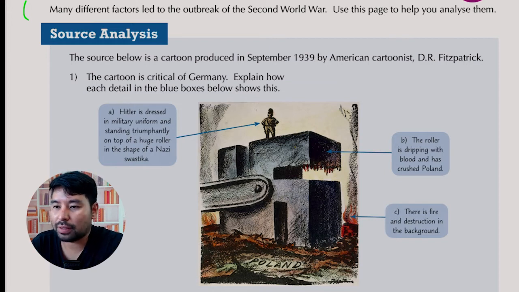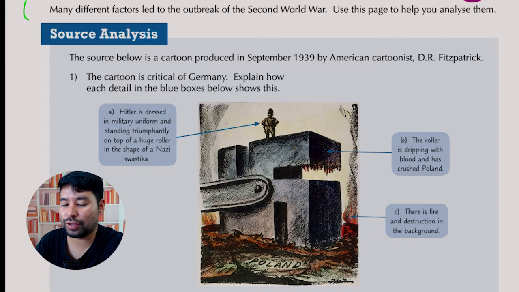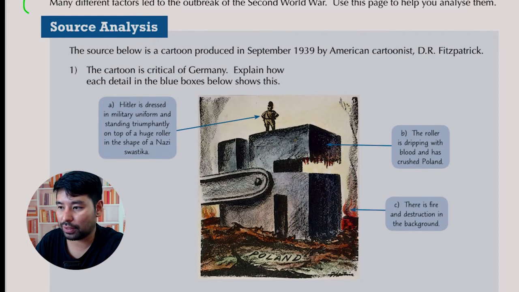So again, source analysis. The source below is a cartoon produced in September 1939 by American cartoonist D.R. Fitzpatrick. So number 1, the cartoon is critical of Germany. Explain how each detail in the blue boxes below show this. If the cartoon is critical of Germany, it means that it is criticizing Germany, okay? So we're going to analyze the picture. We're going to analyze what is written on that, okay? Like as we can see here.